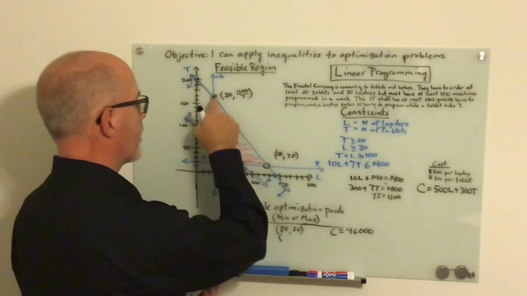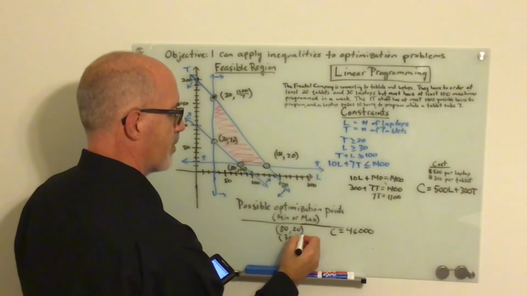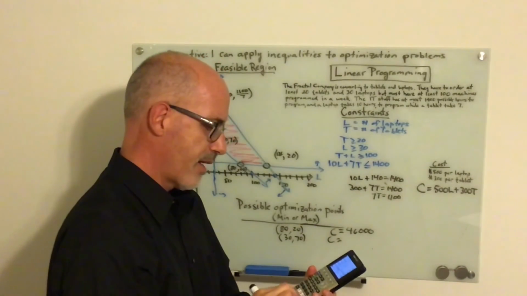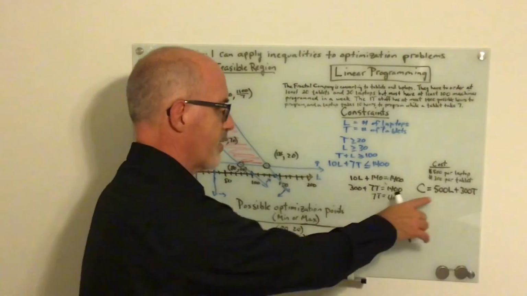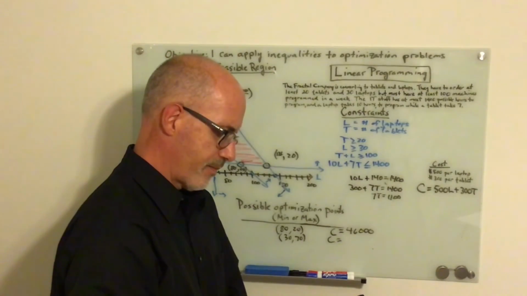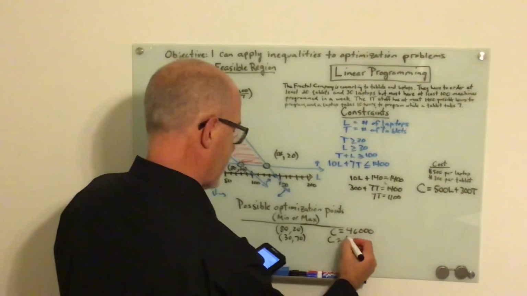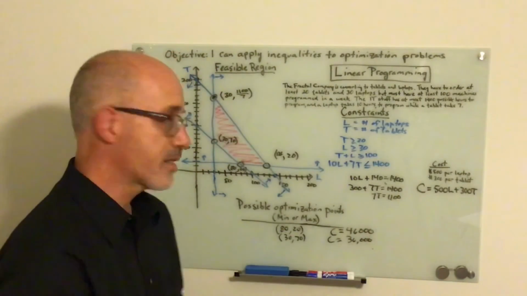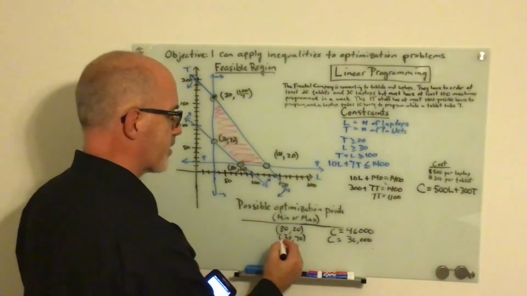Okay, let's put in this one up here. I'm sorry, this one here, 30, 70. Putting in 30, 70, the cost will be, put into this equation, 500 times 30 plus, now we're going to do 300 times 70, and we get for that one a cost of $36,000. So already we have a lower cost. This would be a better answer to the question. We're trying to minimize cost.